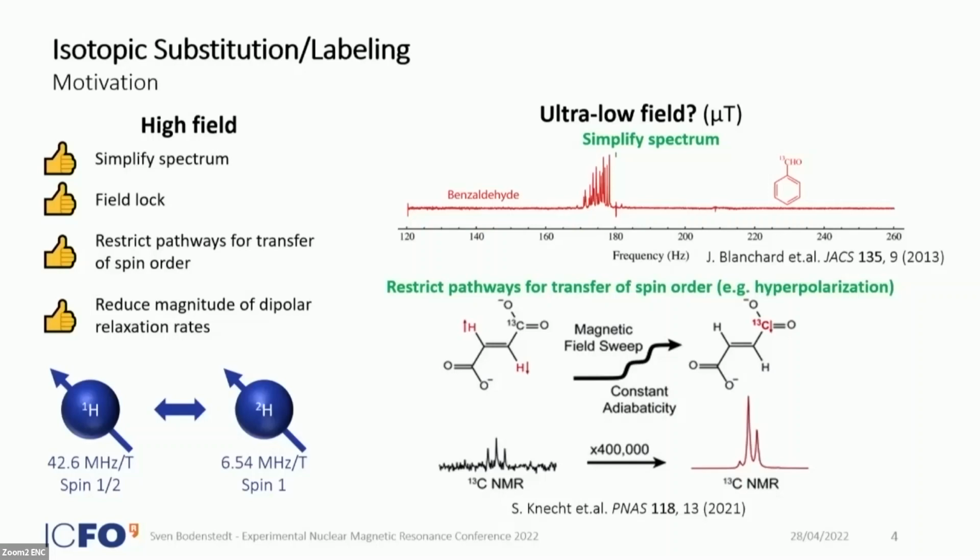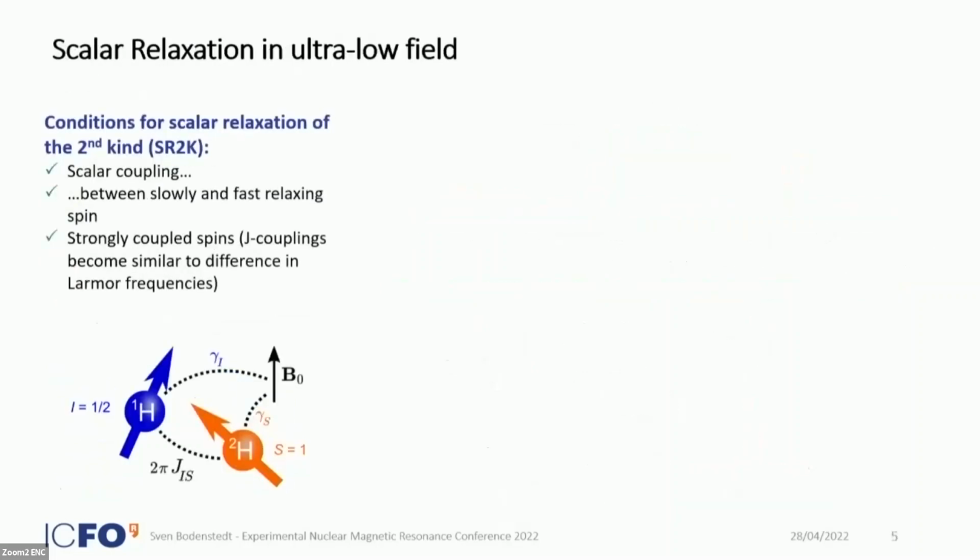And here you definitely have to think about the effect of relaxation, because if you look at what you need for scalar relaxation, especially scalar relaxation of the second kind, you need scalar coupling, which you typically have between a slowly and a fast relaxing spin. This is exactly the system that I would like to discuss.